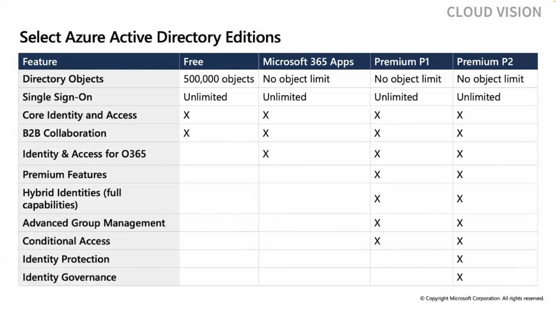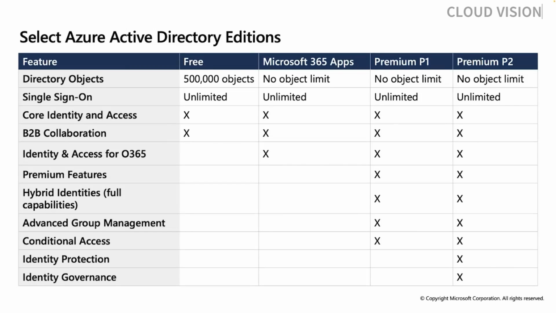Now let's look into the different editions available for Azure Active Directory, or AAD, or Azure AD. We have three, typically four actually, to be honest, but there are three in terms of the comparison. One automatically comes with the Microsoft 365 apps. There are no object limits, but if you're using a free service, then you can create 500,000 objects. Single sign-on is throughout all those types of editions. You get that. You also get core identity and access, which is like authentication services, and B2B collaboration.